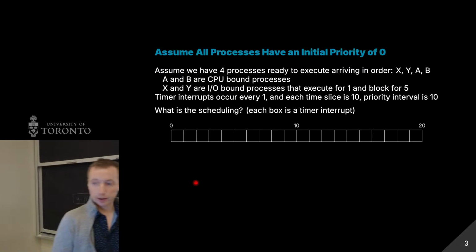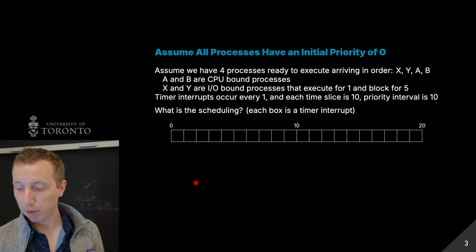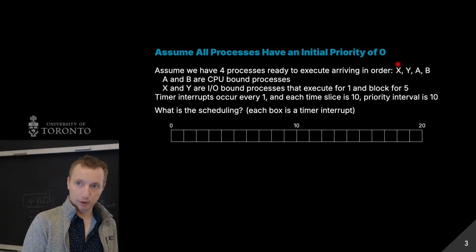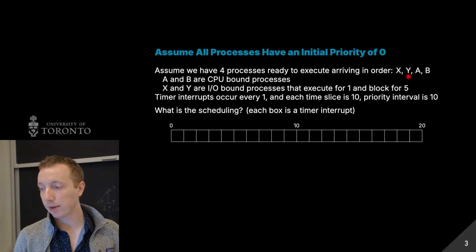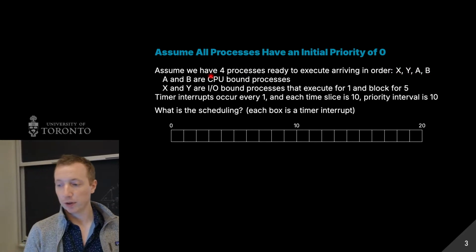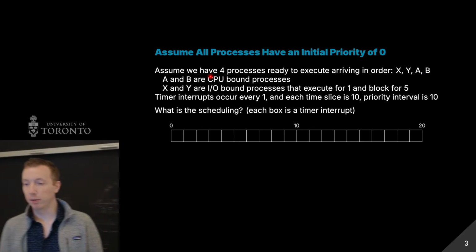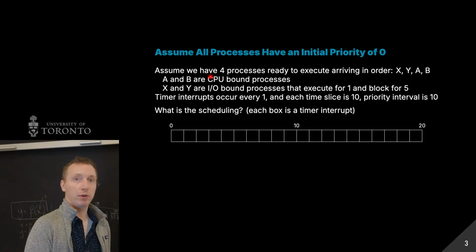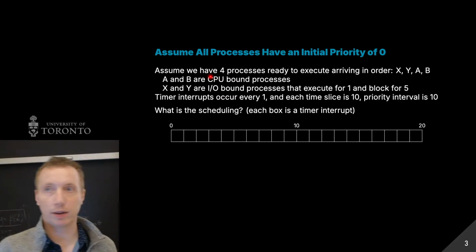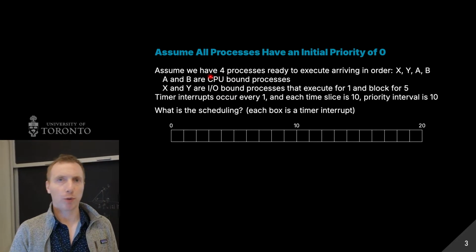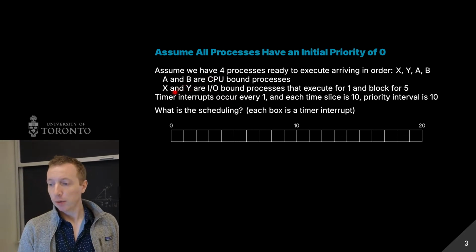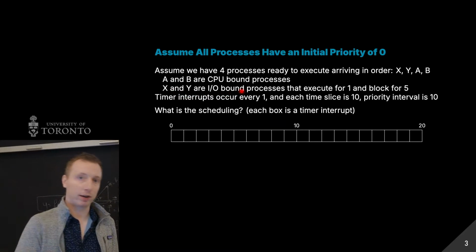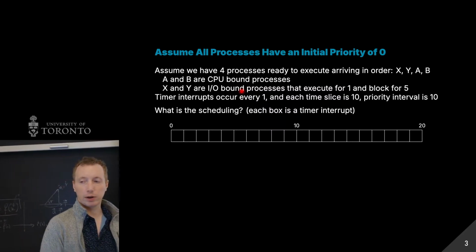So it might be a question like this. Assume all processes have an initial priority of 0, and this is their arrival order. Since they all have the same priority, we have to run them in this order: X, then Y, then A, then B. A and B we'll call CPU-bound processes. That means as soon as you schedule them, they want to consume CPU and only CPU. They wouldn't be trying to access files, do system calls, or block. We can assume X and Y are I/O-bound processes, meaning they do some operation that blocks, like reading from a file, reading from a network, or anything that is slow.